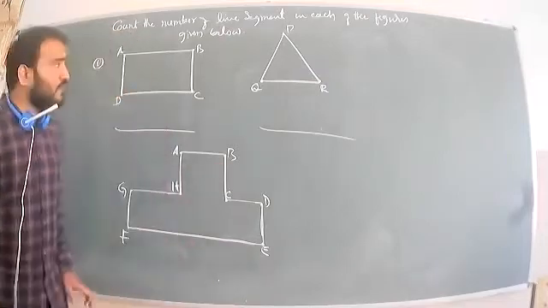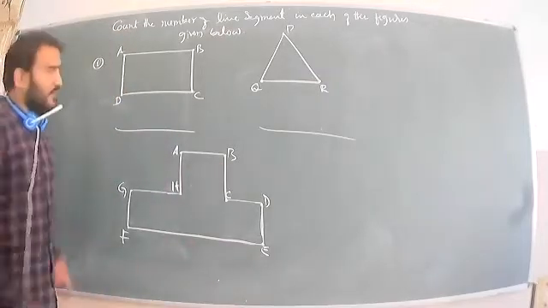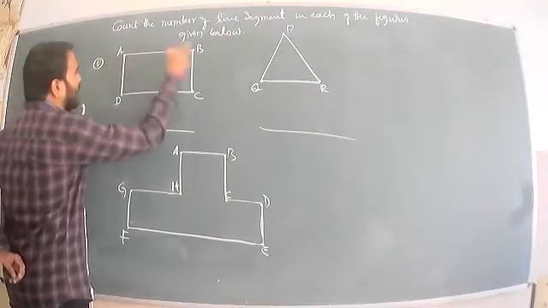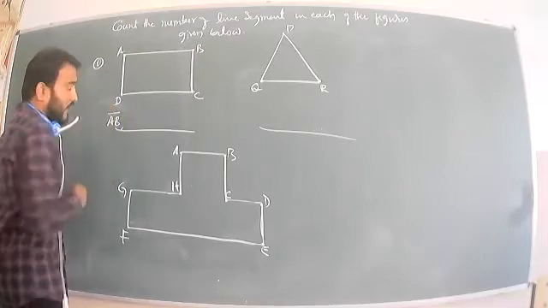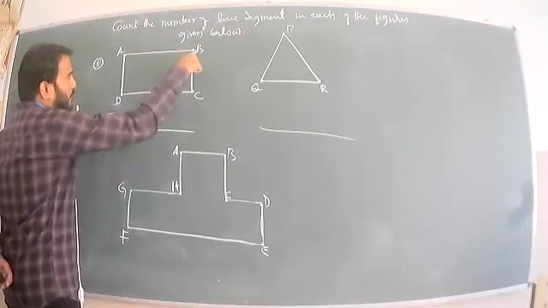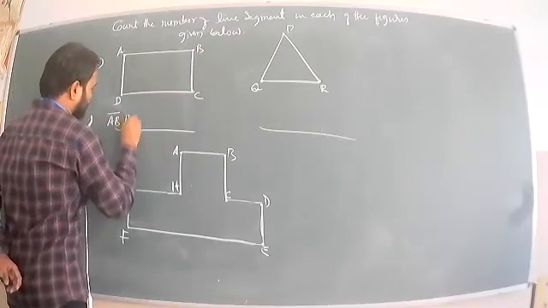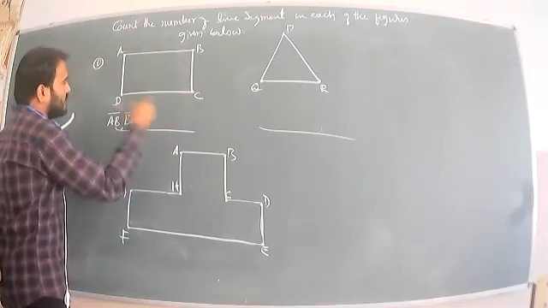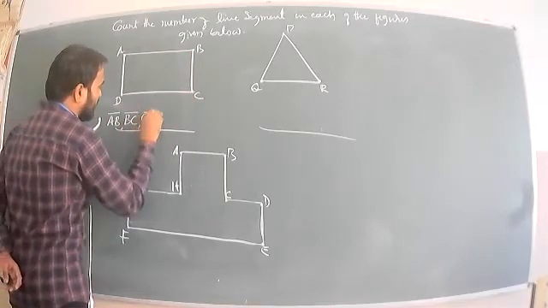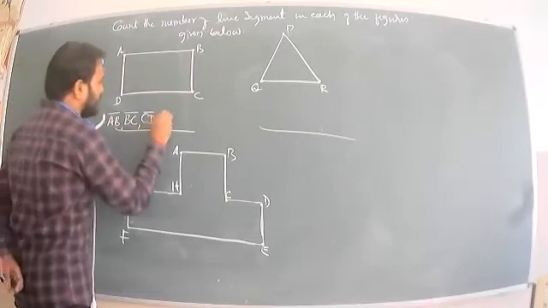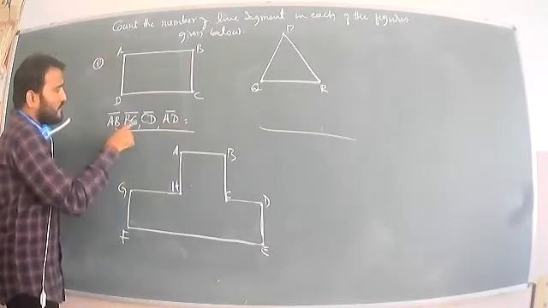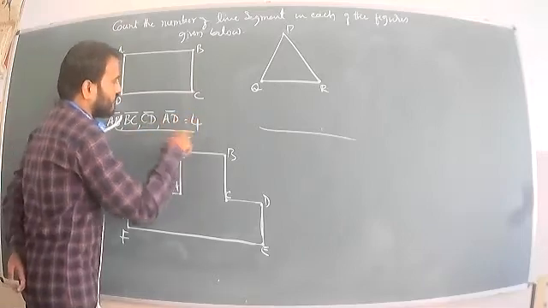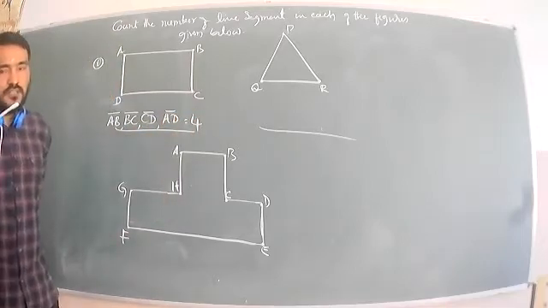Okay, look at that now. We can express the line segments. First AB, so we can draw the line AB. Next BC. Next CD. Next AD. So totally how many? One, two, three, four. Over.